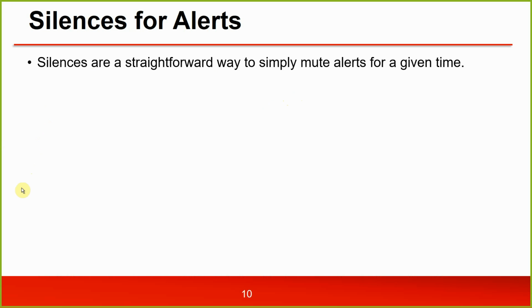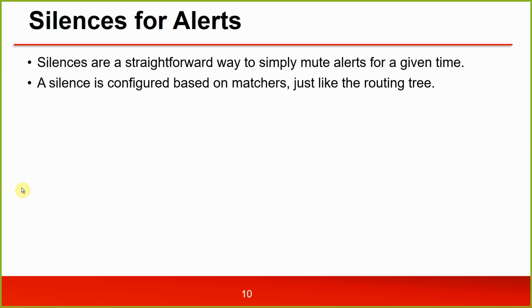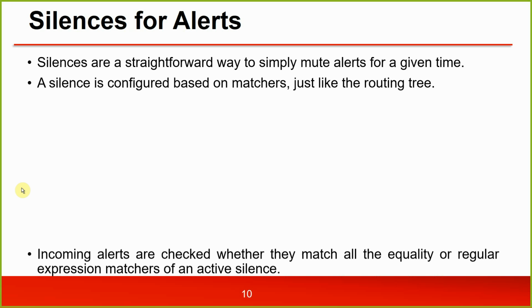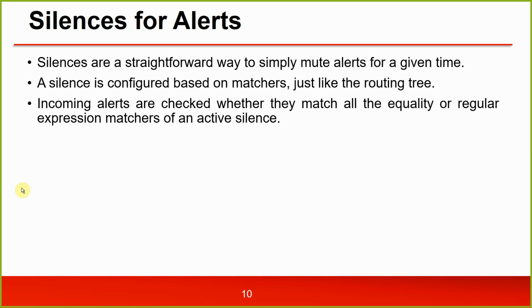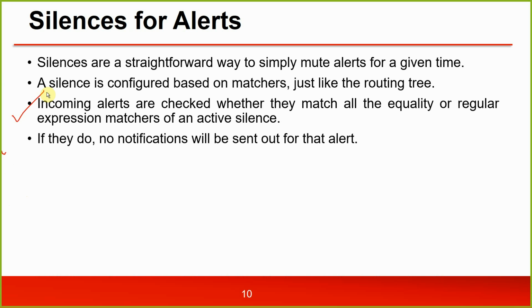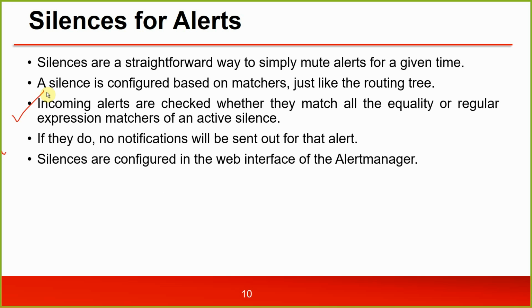Silencing of alerts. Silences are a straightforward way to simply mute alerts for a given time. A silence is configured based on matchers, just like the routing tree. Incoming alerts are checked on whether they match all the equality or regular expression matchers of an active silence. If they do, no notification will be sent out for that alert. Silences are configured in the web interface of Alert Manager.